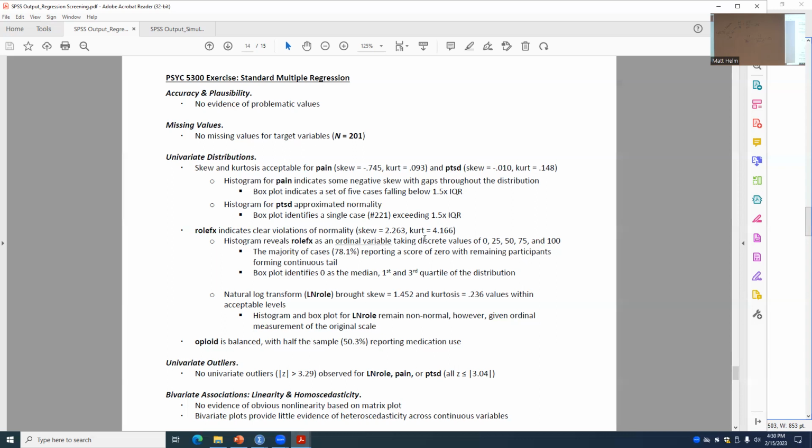Okay. So we say, all right, then opioid use is balanced, half the sample reporting medication use. Always remember, don't forget your categorical variables, because we can't have uneven splits to the point where we will qualify those as outliers.